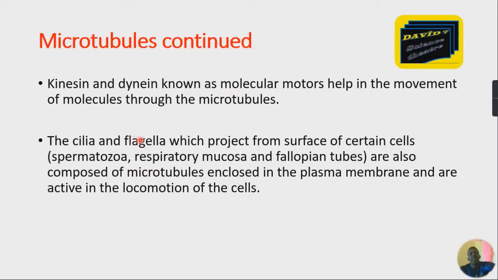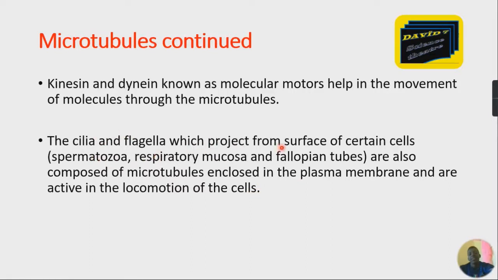Then you have the cilia and flagella, which project from the surface of certain cells. Of course, we have cilia on spermatozoa, on cells of the respiratory mucosa, and on the fallopian tubes. The cilia and flagella are also composed of microtubules, enclosed in the plasma membrane, and are active in the locomotion of cells.